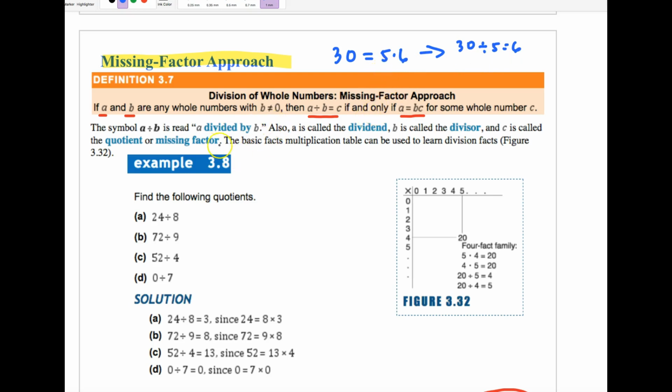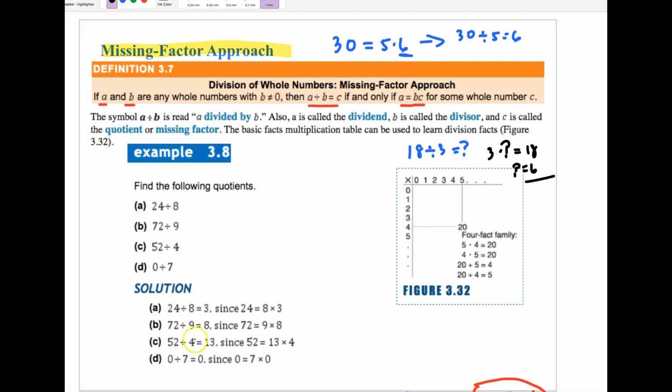And because of that, we have what we call the missing factor approach, meaning that we're just looking for the missing factor. So again, let's come up with one. Let's say 18 divided by 3. What does that equal? Well, in order to solve that, I can think of the missing factor approach: 3 times something has to equal 18, and then we know that something is 6. And so that inverse relationship is very important. Looking at the example here, we see 24 divided by 8 equals 3, since 8 times 3 equals 24, and so forth.